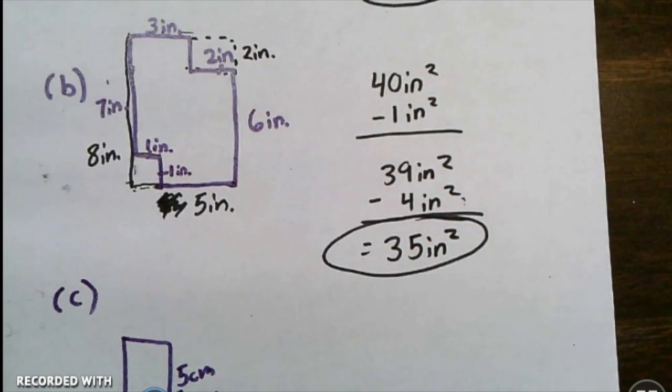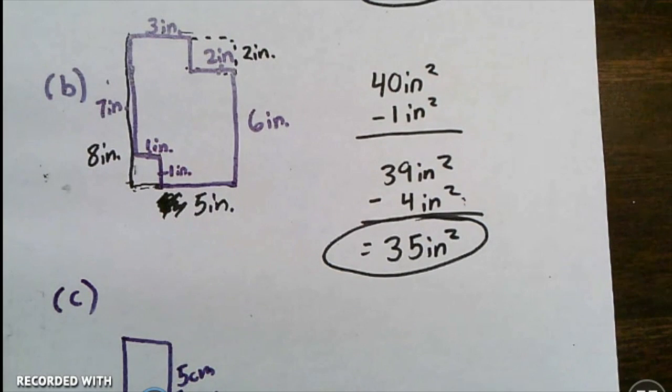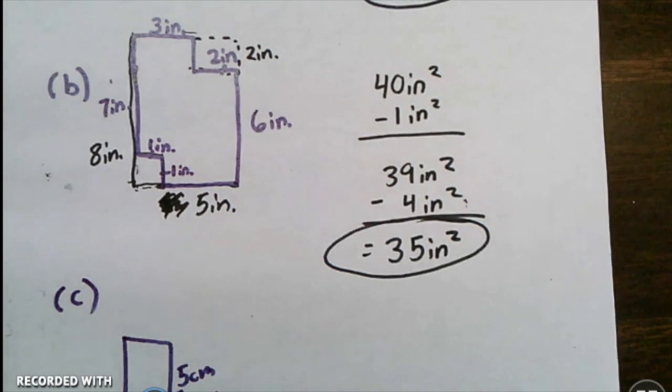Okay? The other way you could have done that would have been to break this, like I said, into other rectangles. You would have needed 3 rectangles to do it, and then you could have added them up.